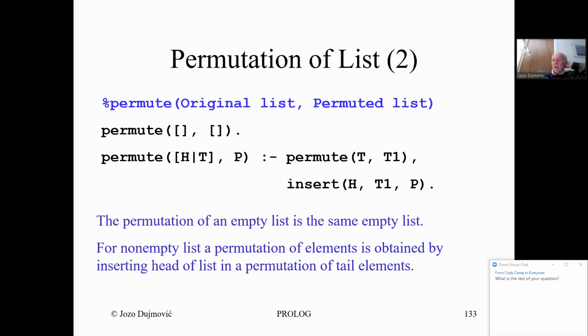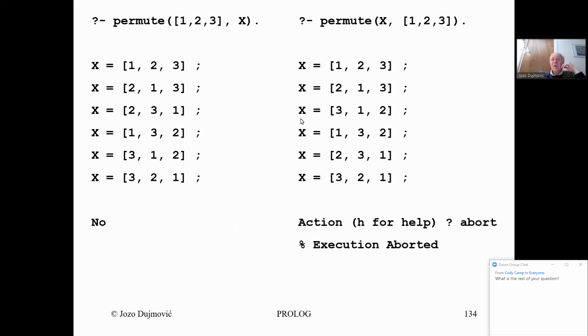So how many permutations will be generated? Well, n factorial, because that's how many permutations you have. So if you say permute list 1, 2, 3 to get X, you get 1, 2, 3, 2, 1, 3, 2, 3, 1, and 3, 2, 1 here, 6 of them. This is 3 factorial. You can also try to reverse that. And you can say, okay, permute this X so that you get 1, 2, 3. And again, you get 6 lists. But if you continue, it is going to enter the infinite loop.